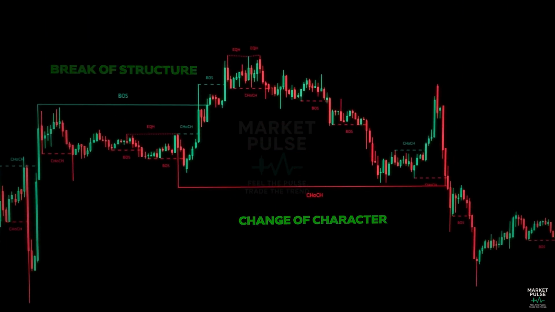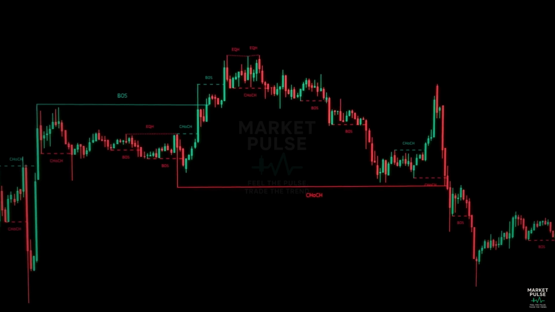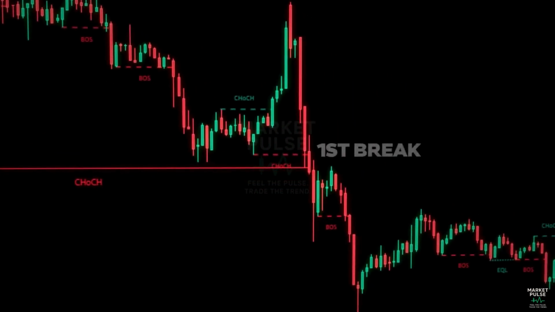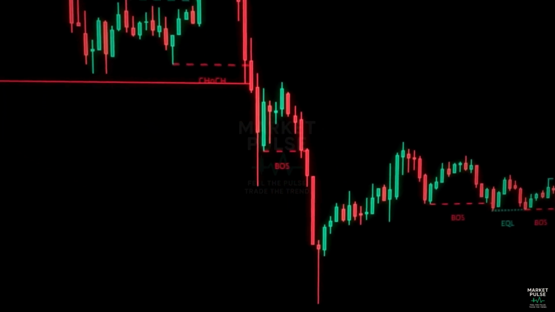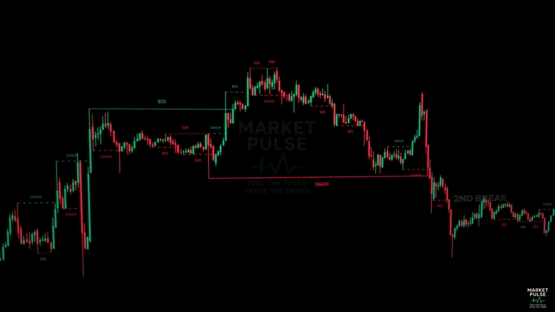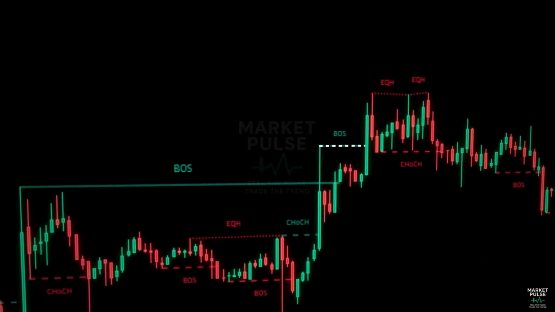The difference between them is the amount of structure or the severity of the break. So the change of character will be displayed when the most recent swing high or low is broken with a candle close above or below the swing point. When break of structure is displayed, it means that a second swing high or low was broken. You'll also notice some different types of lines. There's one with a dashed line and one with a solid, thicker line.